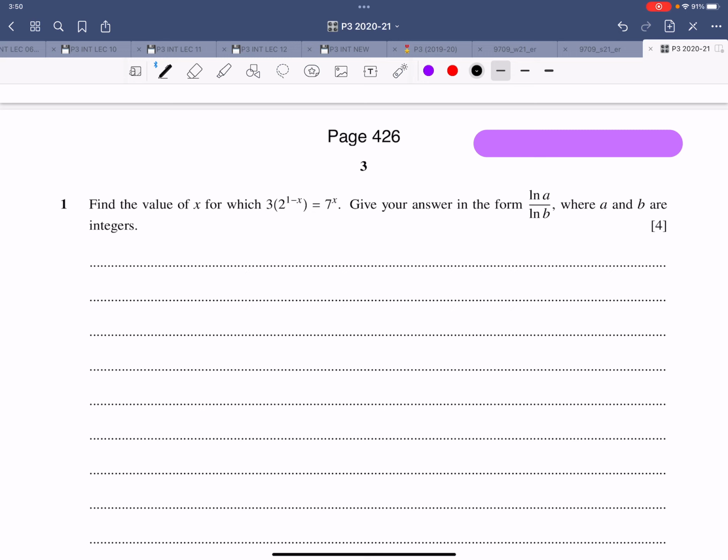So now what is this question all about? First, read comfortably. We all have a habit of hastening up things, but that is counterproductive. Find the value of x. There will be one answer for which this equals to this. Give your answer in the form ln a over ln b, where a and b are integers that we have to find out.